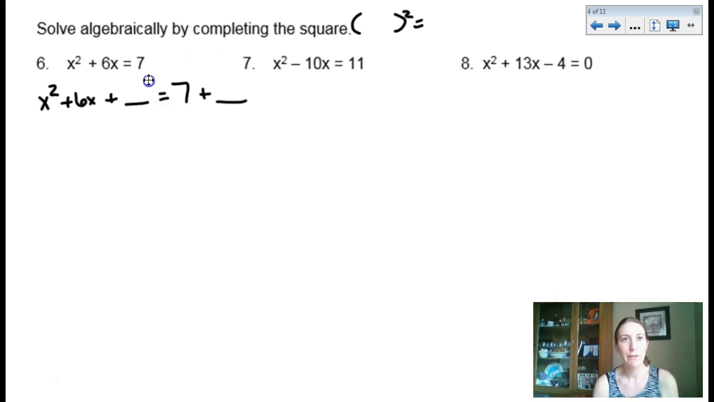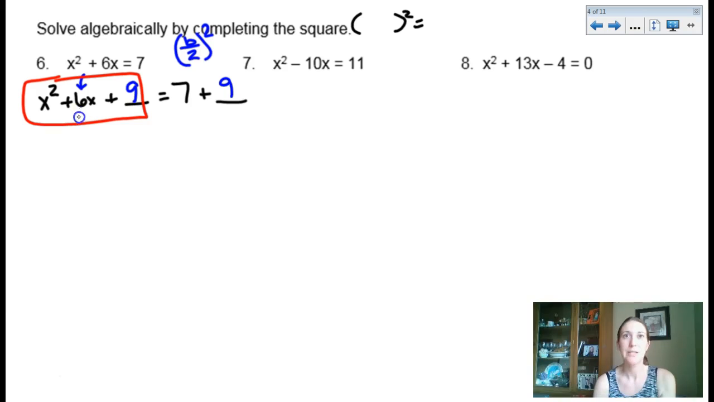So the formula for the blank is half of your b term squared. So you take this middle coefficient, b, half of it, so in our case 3, and then square it, so we have a 9. And if I add 9 to the left, I have to also add 9 to the right. So what did that do? Well, let's look. X squared plus 6x plus 9, because I followed that formula, that is the same thing as the factorization of x plus 3 times x plus 3, better known as x plus 3 squared. And then over here, that's 16.